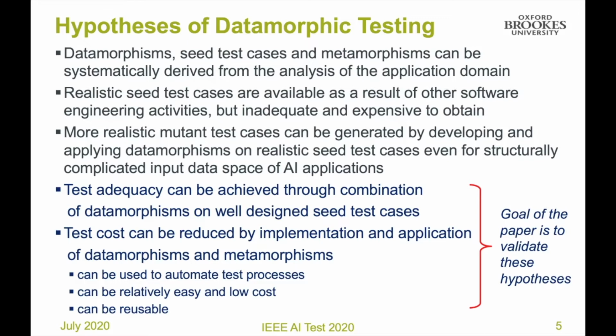But there are more hypotheses we need to validate in order to prove the method is a valid method for software testing. First of all, we assume test adequacy can be achieved through combination of datamorphisms on well-designed seed test cases. Second, test cost should be reduced by implementation and application of datamorphisms and metamorphisms.